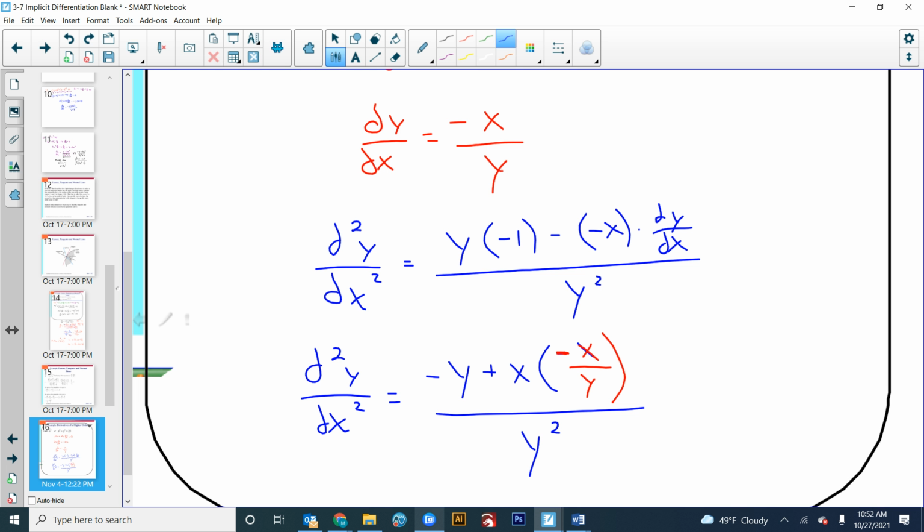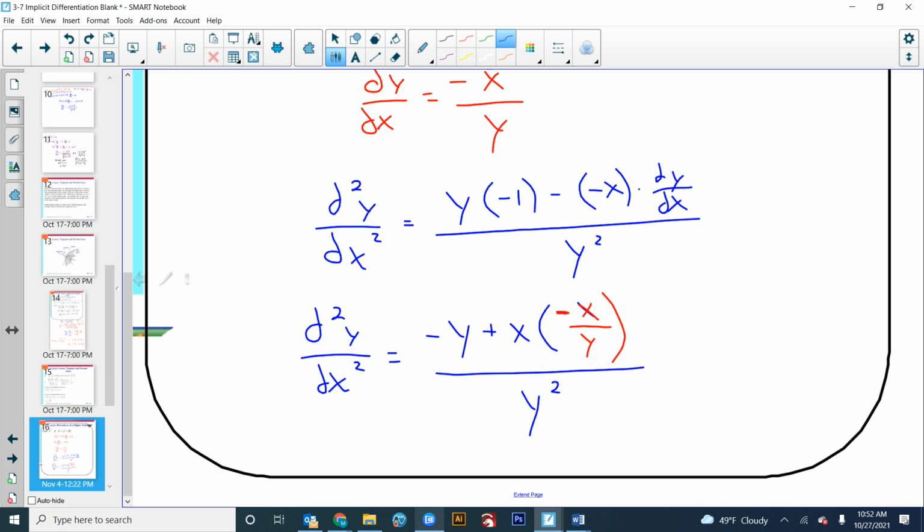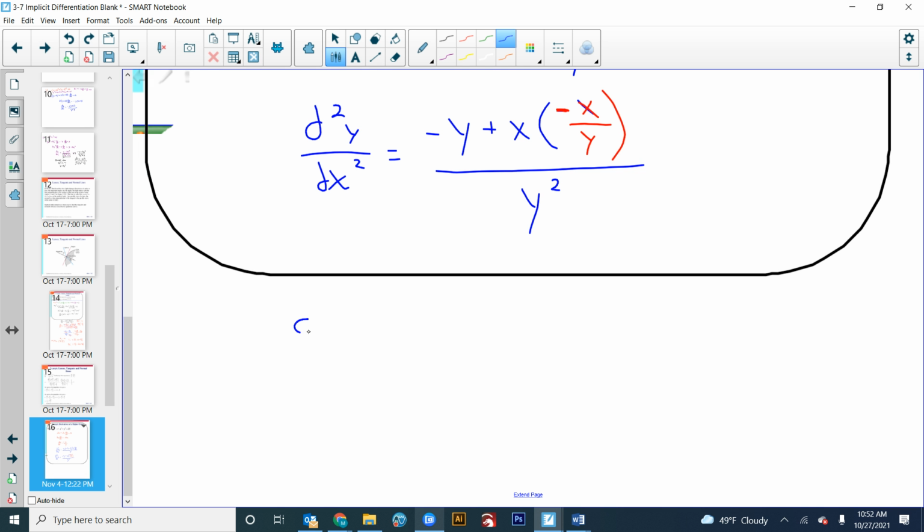Are you good? Let's go ahead and clean it up a bit. Negative y minus x squared over y squared. All right, that x up there is x over 1. I couldn't see something out there. I totally thought I was seeing the wrong thing.